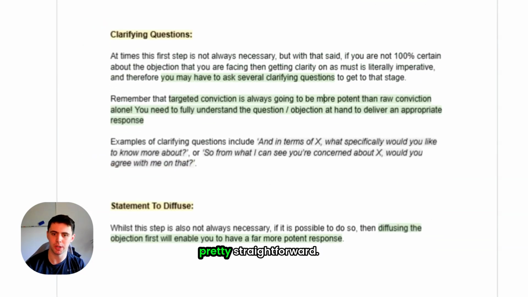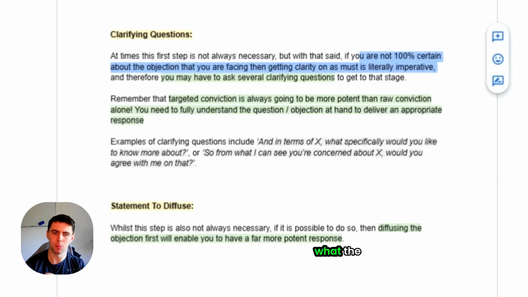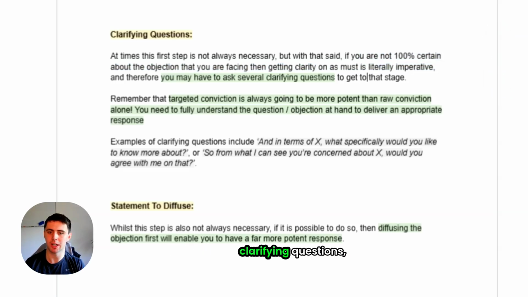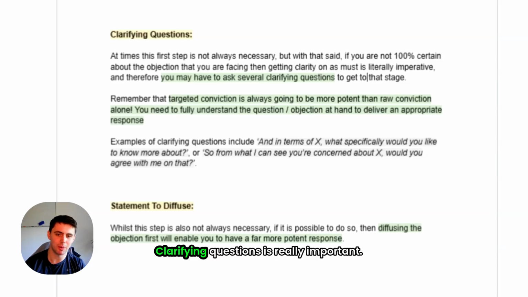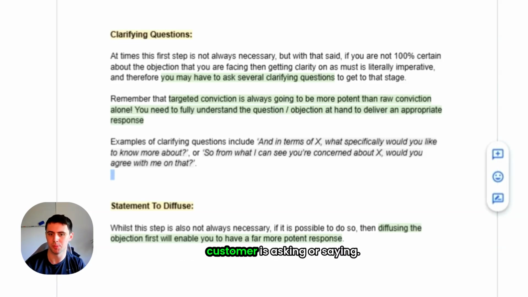So clarifying questions is pretty straightforward. If you're not 100% sure exactly what the objection is or what the question is and where it's coming from, it is imperative that you ask clarifying questions, whether that's 1 or 5, just to really understand what their objection and question is, because it's going to mean your response is going to be 10 times better. As I mentioned earlier, if they say it's too expensive, that can mean several different things. You need to understand what exactly is expensive to them, and then your response is going to be 10 times better. For example, if they say it's expensive because they don't have the upfront cash, your response about finance options is going to hit a lot more than if you start blabbering on about the ROI when they just literally can't afford it. So clarifying questions is really important. Make sure you understand exactly what the customer is asking or saying.